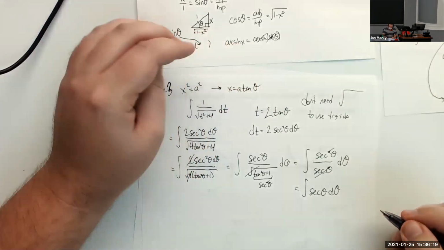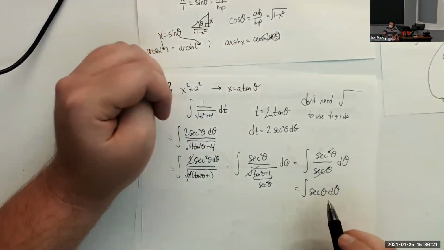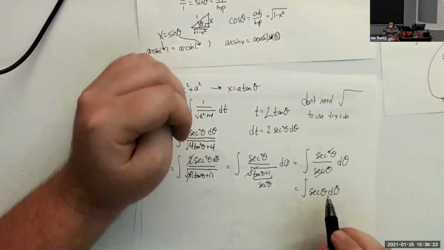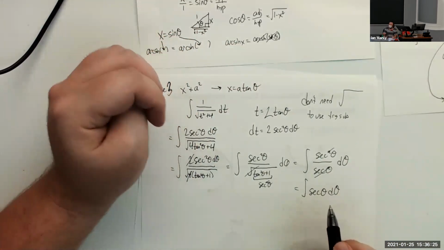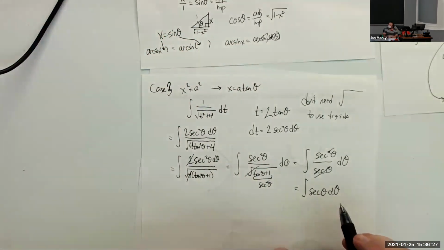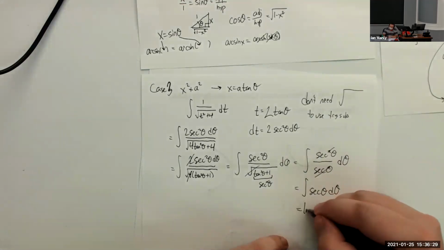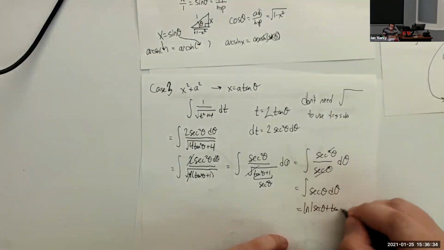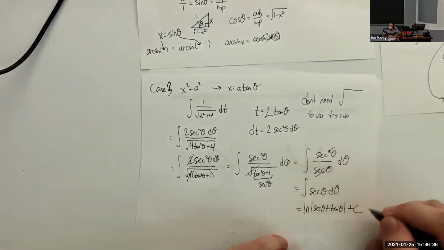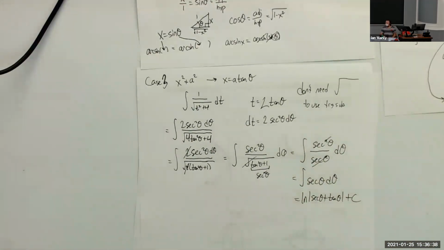All right. So let me ask you guys this. What's the integral of secant of theta? This is one of the Calc 1 ones. Yeah, it's natural log of absolute value of secant of theta plus tangent of theta. And then now we have to have plus c.